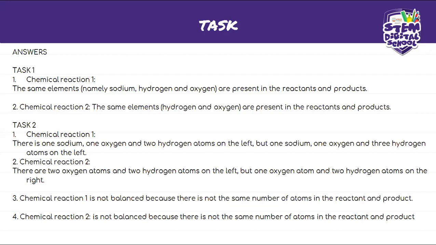Because there are not the same number of atoms in the reactant and product. Perfect. Tando, you have done well. You were able to see that it's not balanced. Then chemical reaction two is not balanced because there is not the same number of what? Atoms in the reactant and product. We are still in task two. So that is your motivation. Perfect.